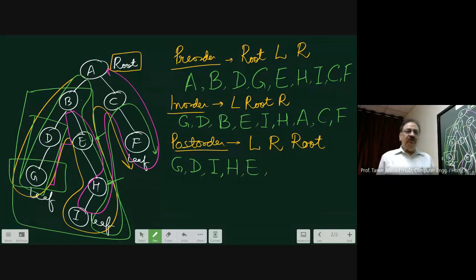From there, you find that all the left of B is covered and all the right of B is covered. Now, what remains is the root. Therefore, you will get B. Then you go back, you get A. But you cannot process A because the right of A is already there. And therefore, you process the right of A, which is nothing but C and F. Therefore, you process C and F.